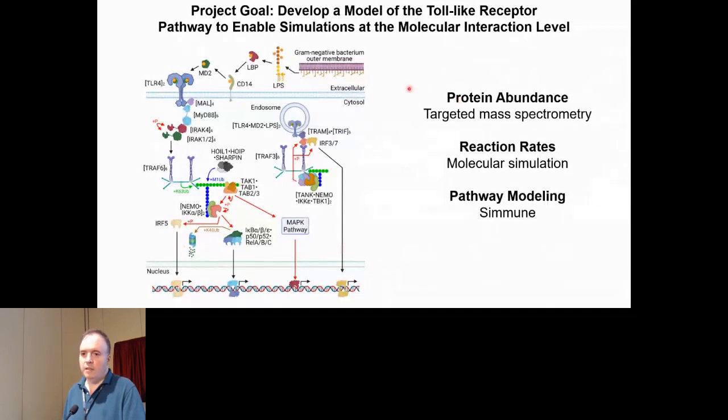Now, to model this at the level of molecular interactions, we need two data sets. We need to know the abundance of the proteins, of each protein. So for doing that, we're doing targeted mass spec. We need to know the reaction rates, the rates of each interaction, the Kons, Koffs, and Kcats. And we're using molecular simulation for that. And to do the actual biological pathway modeling, we're using Simmune.